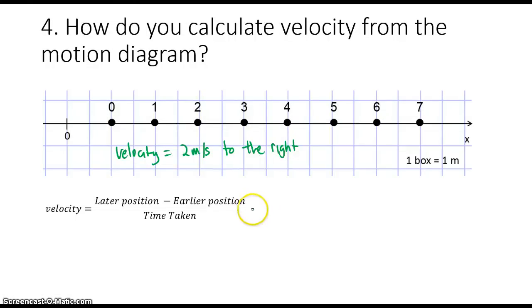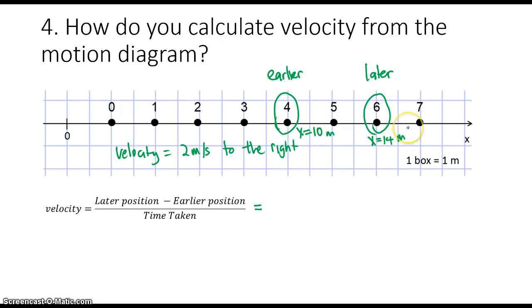or if you prefer to use a formula, you can use the formula: later position minus earlier position, divided by the time taken. So let's choose our positions now. For example, let's choose a position of 6. This is the later position because it occurs at a later time. This is my earlier position because it occurs at the earlier time. So let's count: 2, 4, 6, 8, 10, 12, 14. So this is at x equals 14. This is the earlier position, x equals 10 meters.